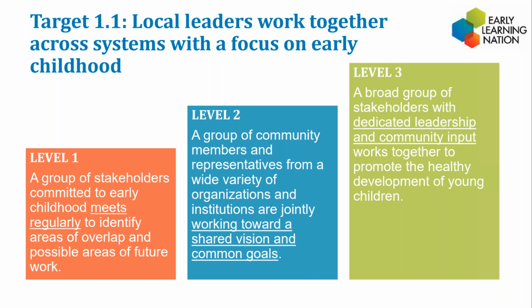So level 1 for this local leadership target is that a group of stakeholders meets regularly to identify areas of overlap and possible areas of future work. So really the fact that they're meeting is an accomplishment. That means you're at level 1. At level 2, that group of community members and representatives from different organizations and institutions are jointly working toward a shared vision and common goals. So the sort of upgrade from level 1 to level 2 is that you've done the work to identify a shared vision and common goals.